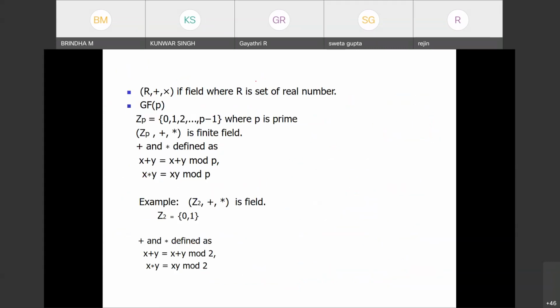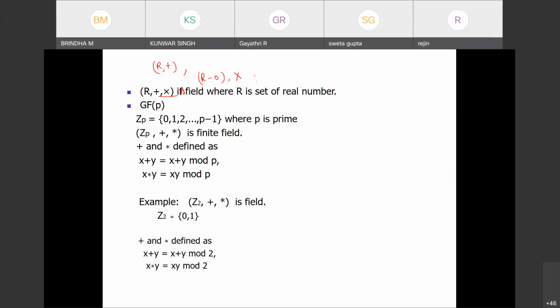Okay, so now let's see some examples. The set of real numbers R with normal addition and multiplication is a field, where R is the set of real numbers. You can see it satisfies all the properties. R with plus is a group itself, and R excluding 0 with multiply is also a group. So two groups are there, and then again the distributive property. So the set of real numbers with addition and multiplication is a field.